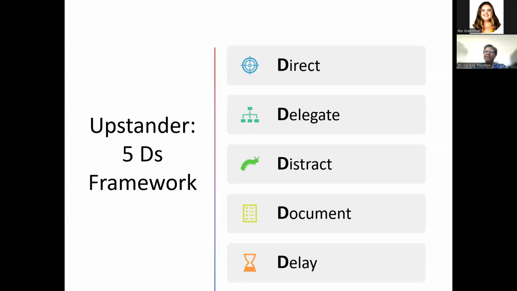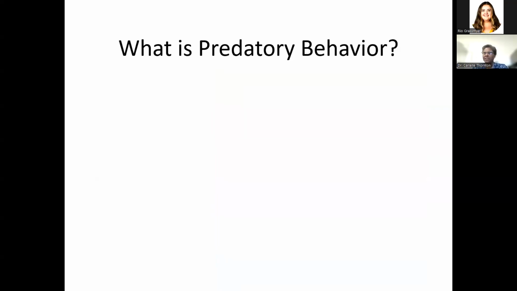And the 5Ds are direct, delegate, distract, document, and delay. Are we going to be direct? Stop, this is inappropriate, it should not go on? Are we going to delegate the authority and say, hey, go get someone and bring someone else in to talk to this person because maybe we're not comfortable? Are we going to distract them and change the topic or go somewhere else? We definitely have to document. And if we can delay an encounter or an escalation, then that's what we need to do.